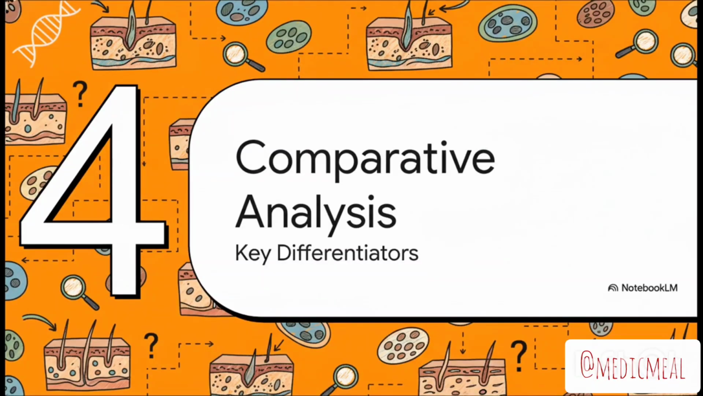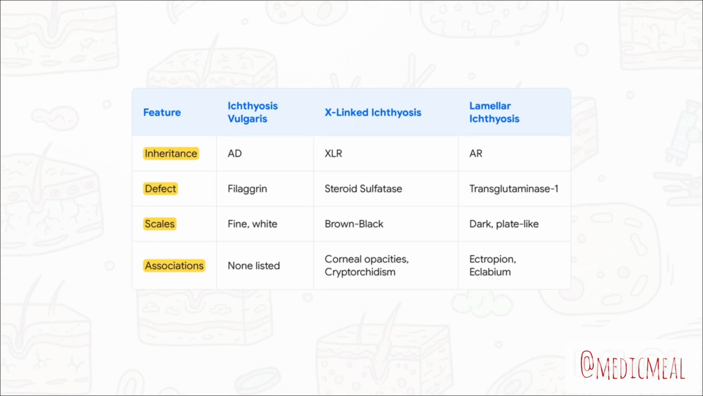Okay, so we've covered the big three. Let's pull all this information together now. A side-by-side comparison is really the best way to highlight the key features that differentiate them. This table really lays it all out nice and clearly. And I want you to notice the direct correlation here. It's a perfect cascade. The inheritance pattern, right? AD, XLR, AR, that dictates the specific molecular defect. Is it a structural protein like filaggrin, or an enzyme like steroid sulfatase? That defect, in turn, is what drives the scale morphology, the fine white versus the dark plate-like scales, and those very distinct systemic associations. And remember, those associations are absolutely critical clues when you're working through a differential diagnosis.